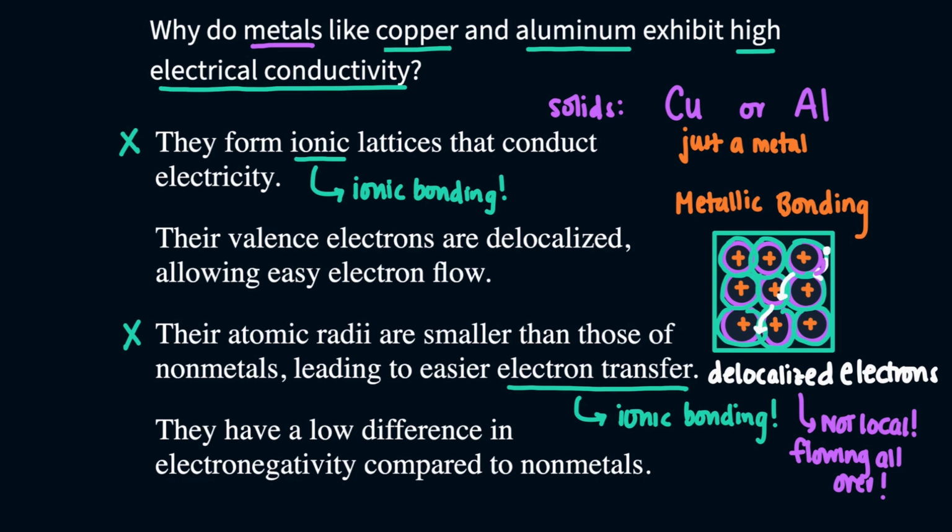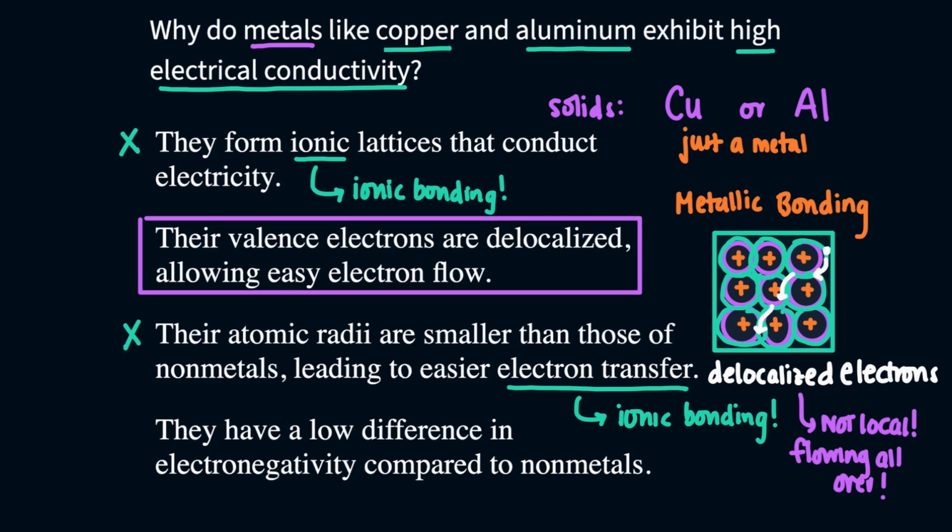Since the electrons can roam any which way, it exposes the positives and makes some parts more negative, which gives you the current, which gives you the possibility of conducting heat and electricity. So, whenever you start just talking about metals, that's metallic bonding, and it's always those delocalized electrons, which leads us to, you got it, B. Valence electrons are delocalized, allowing for easy electron flow, the flow between the whole solid.